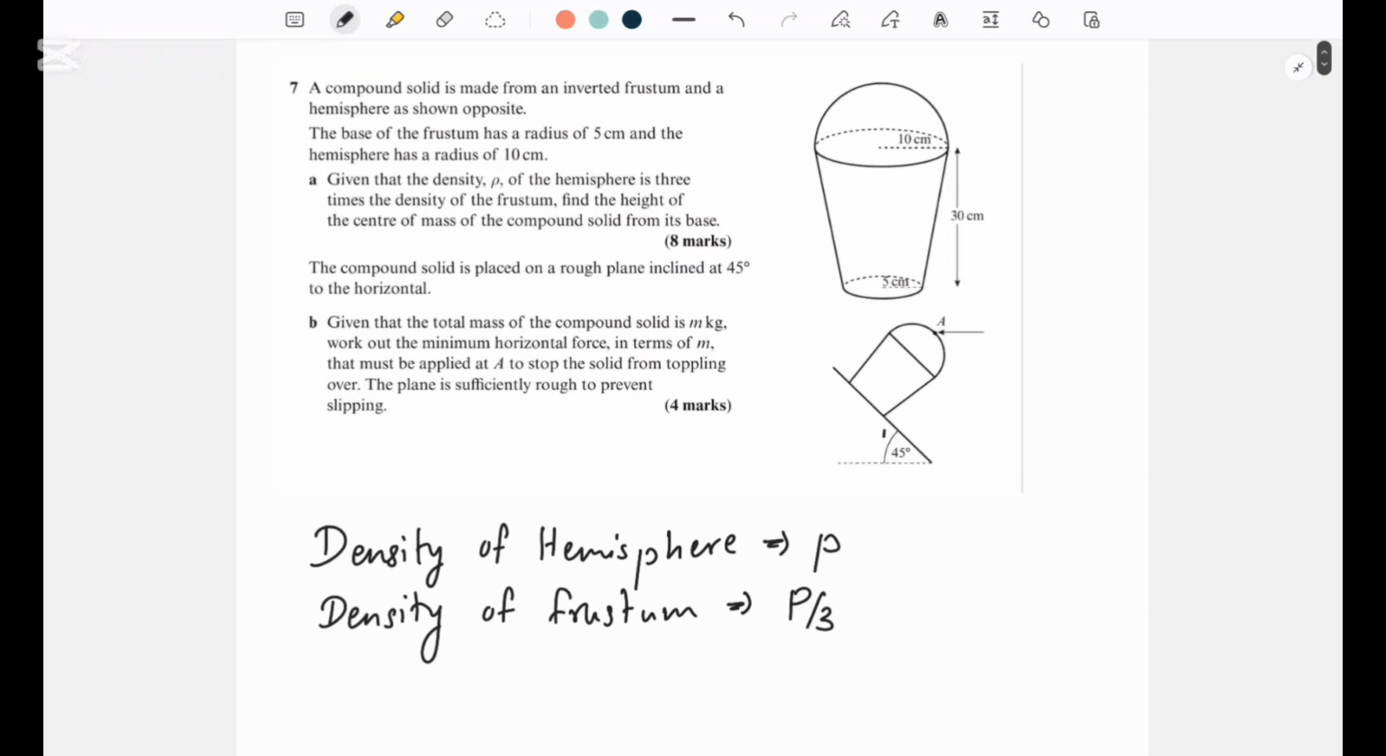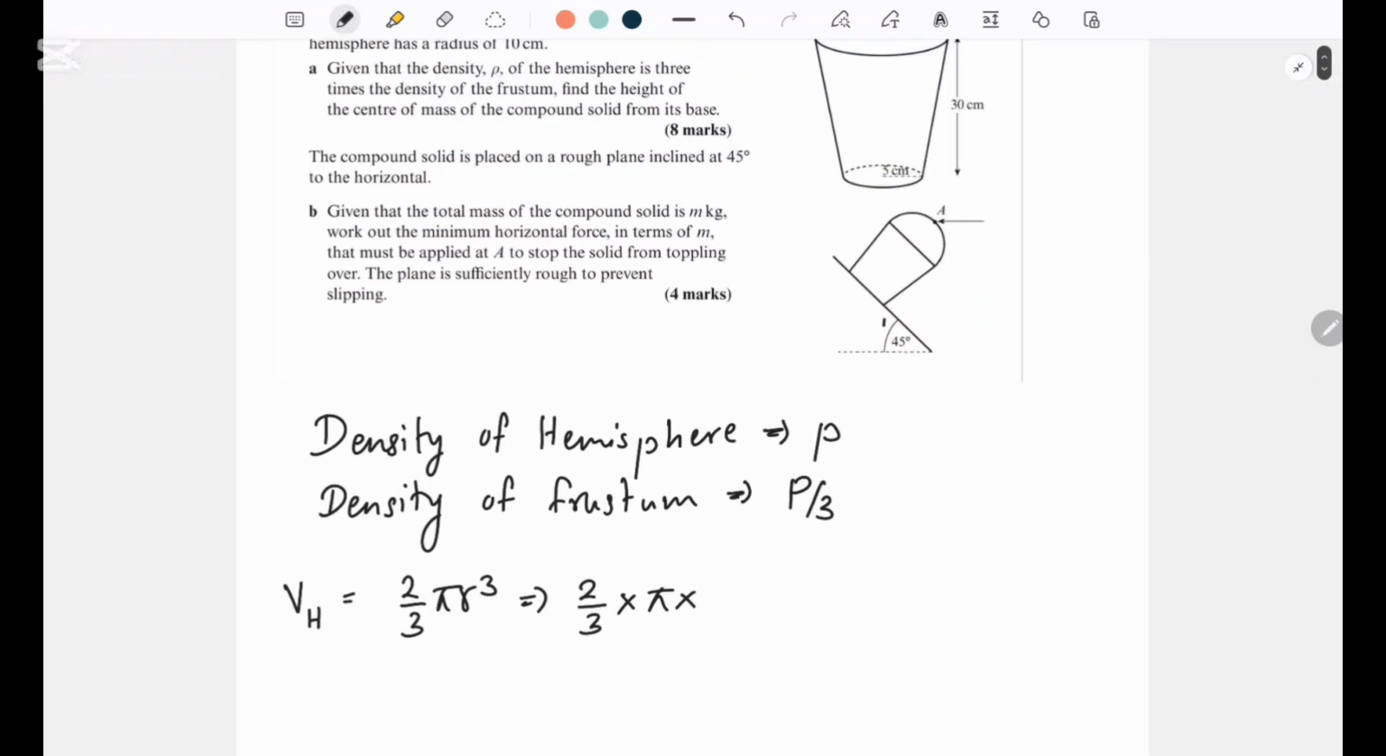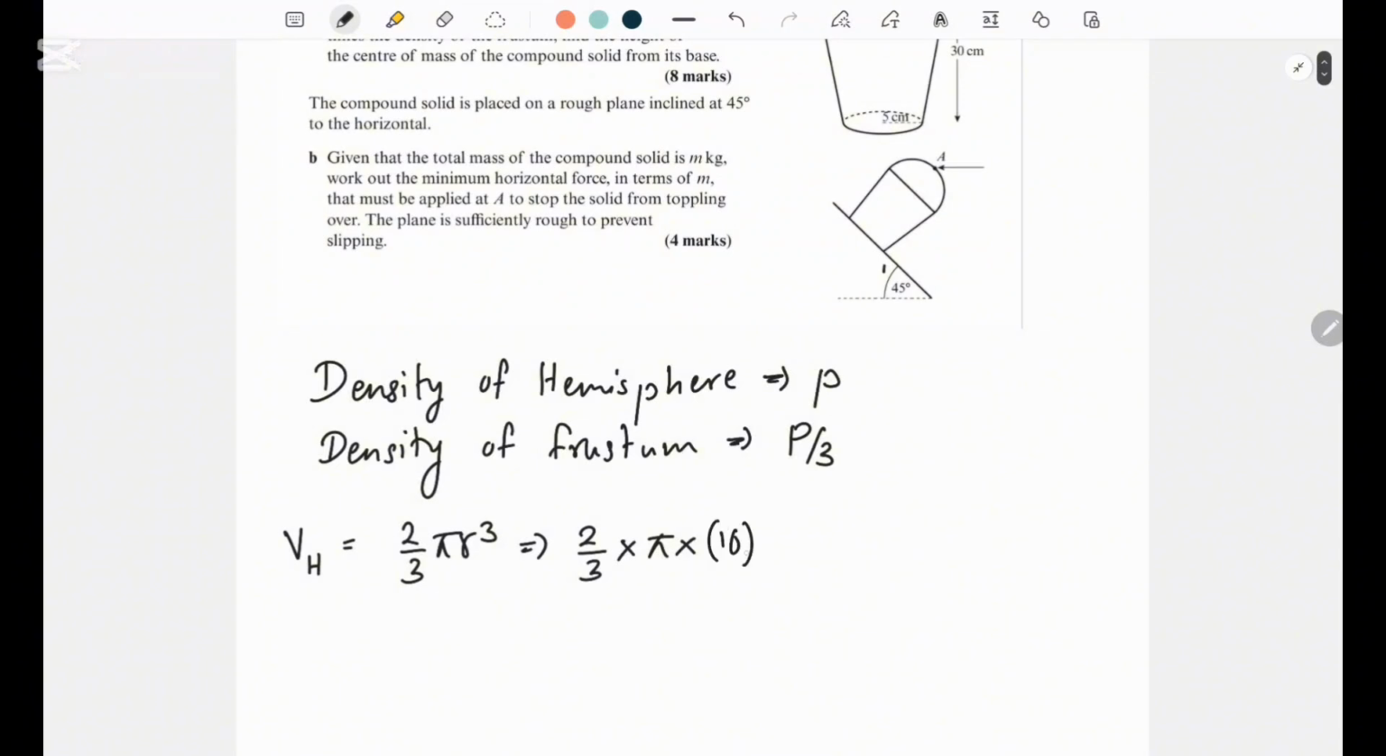Now to find the center of mass for this shape, we need to find the volumes of both the shapes separated, right? So let's find the volume of the hemisphere. I'll call it VH. That equals 2 over 3 pi r cubed, which is 2 over 3 into pi into the radius of the hemisphere, which is 10 cubed. This gives you 2000 pi over 3.